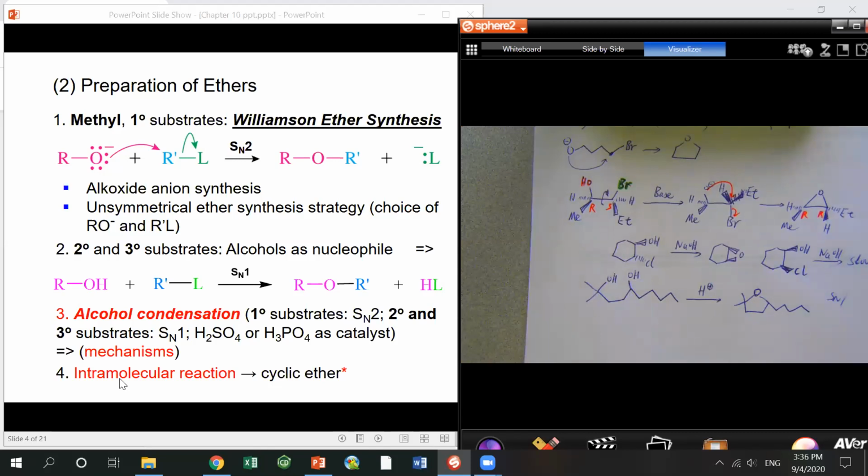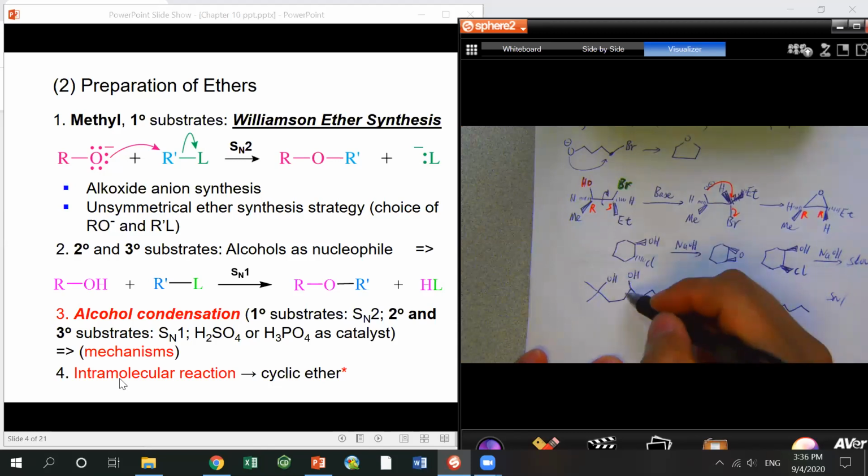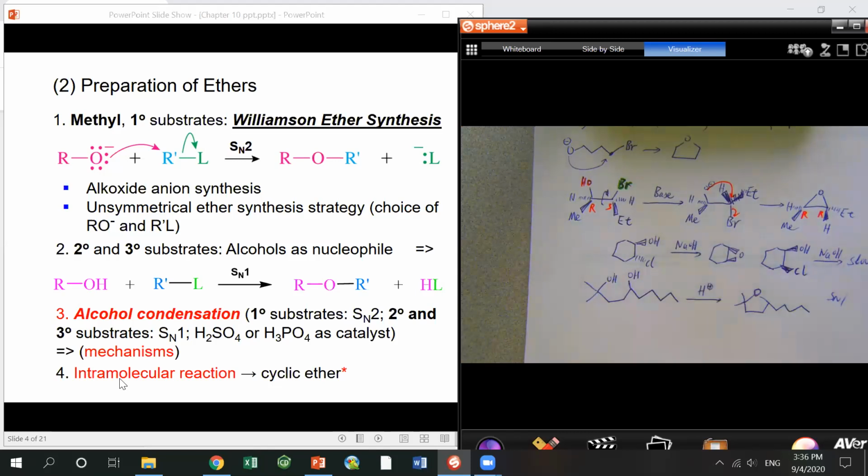Second question for you guys. We have two alcohols. Which alcohol acts as the nucleophile, and which alcohol acts as the leaving group? Type in the chat window: you can select the left as nucleophile and the right as leaving group, or the right as leaving group and the left as nucleophile. Yeah, that's right.